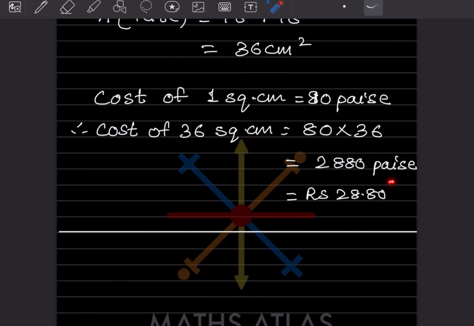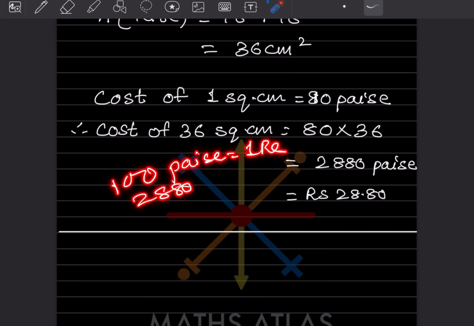But then if you convert it to rupees, what will that be? 100 paise is 1 rupee. So 2880 paise will be how much? 2880 divided by 100, so that is going to be 28.80 rupees.